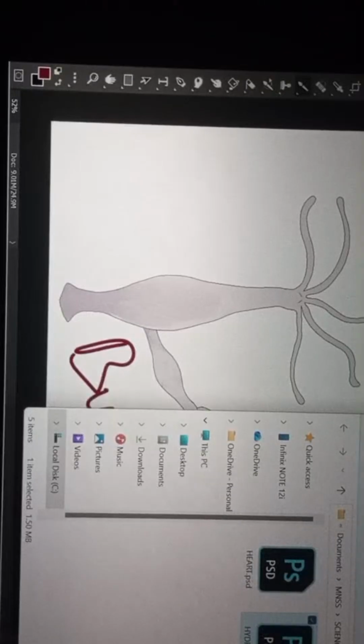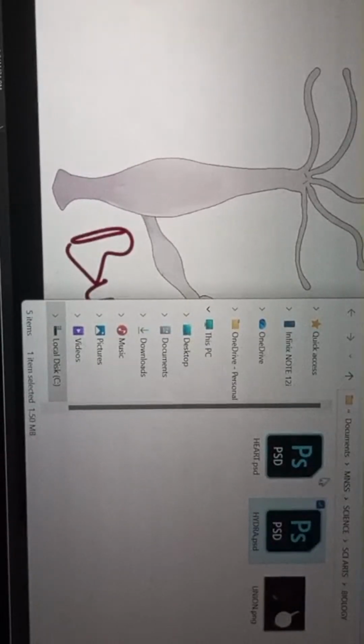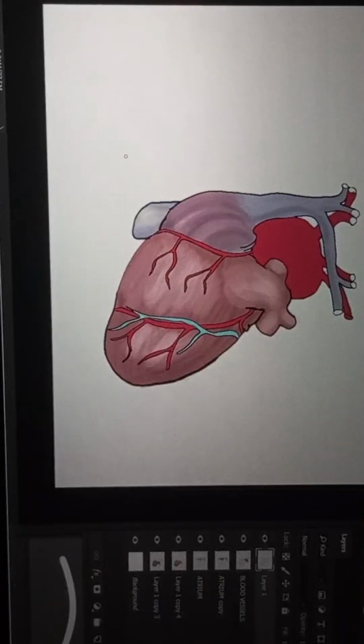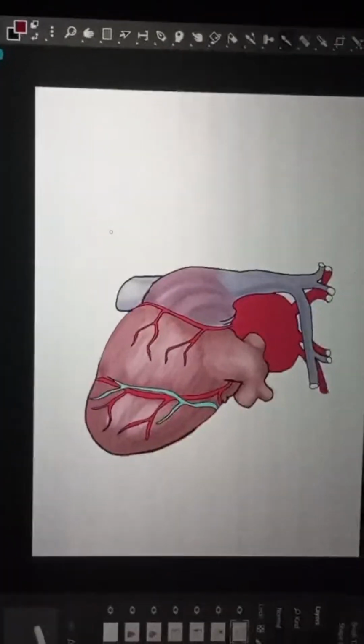We have other organs here. Let me open another one. This is the heart. Let's see. Yes, this is the heart we drew. As you can see, this is the heart that we have here.